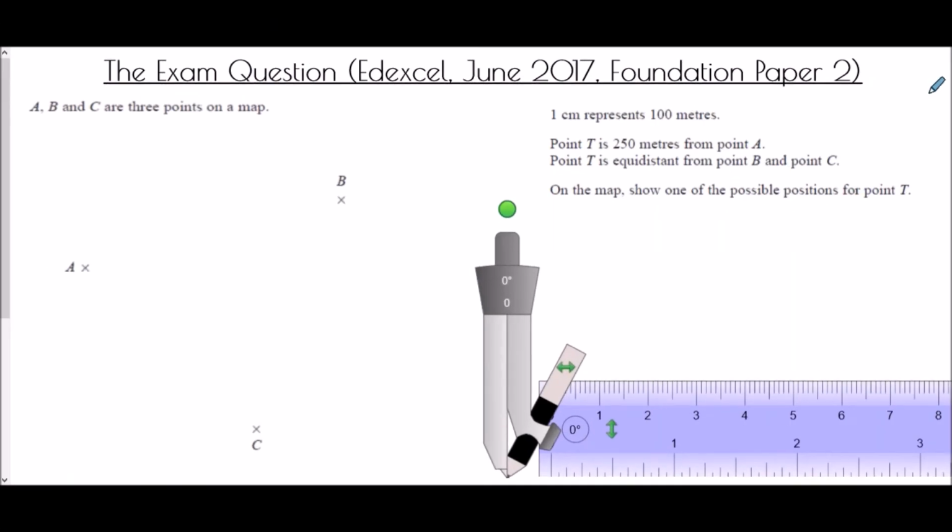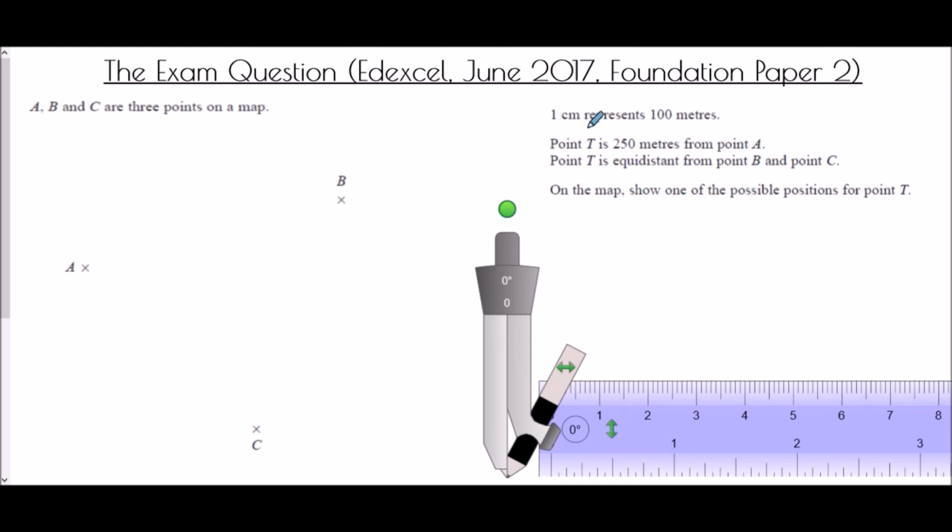And so we come to the end with our exam question. It came from the Edexcel paper in June 2017, and it was foundation paper 2. And it tells us in this case that A, B and C are 3 points on a map, and 1 centimetre represents 100 metres. Point T is 250 metres from point A. Point T is equidistant from point B and point C. On the map, show one of the possible positions for point T.